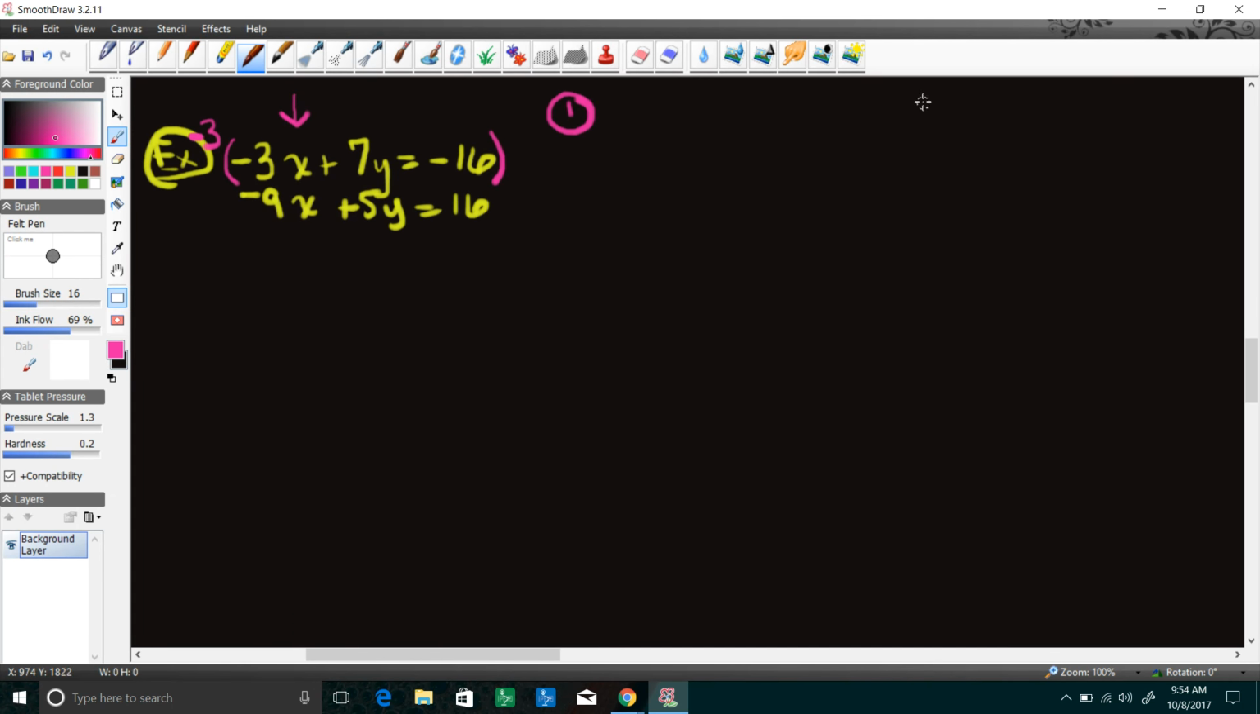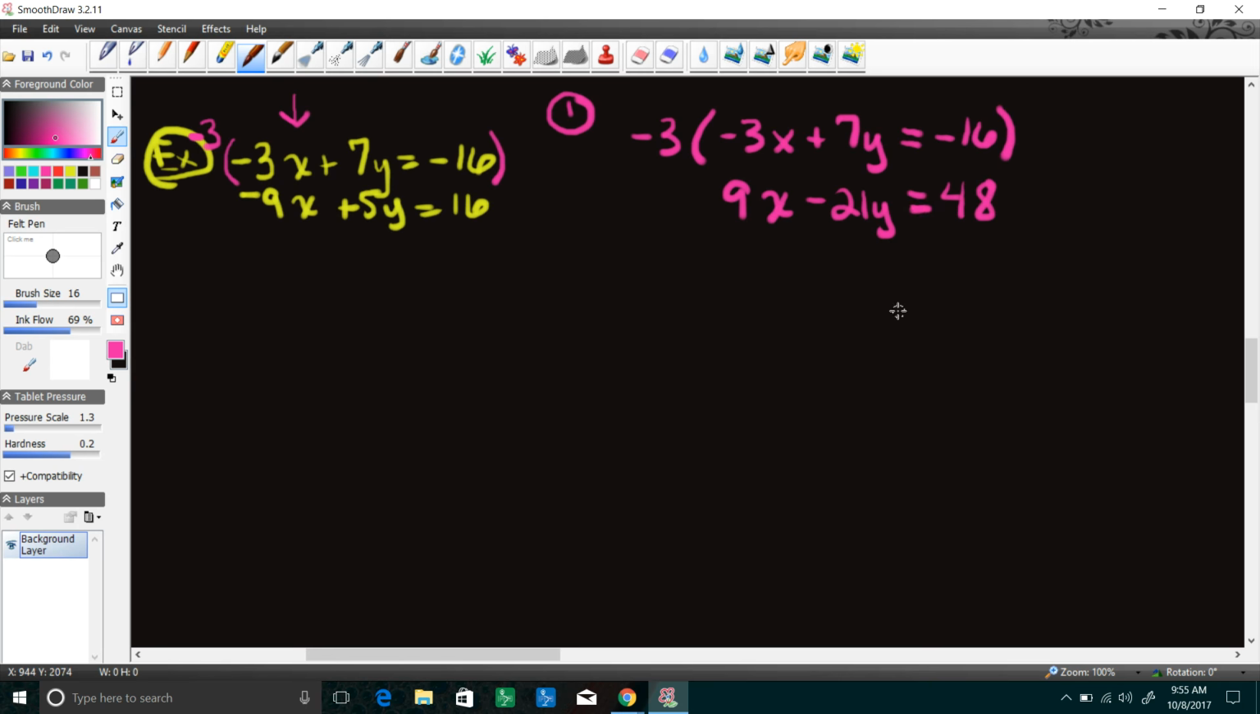So I'm going to do that step over here. I'm going to say negative 3 times this entire thing and see what happens. Okay, so negative 3 times negative 3 is positive 9x. Negative 3 times 7y is going to be minus 21y. And then finally, negative 3 times negative 16 is positive 48. Okay, so the reason I'm doing this is because now that I rewrote it, I can line this one up underneath it, like so.